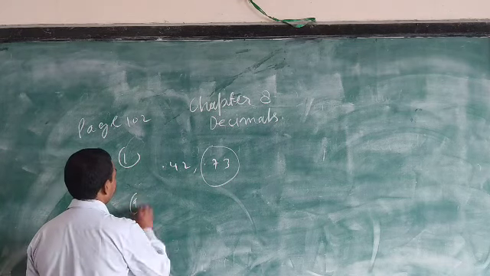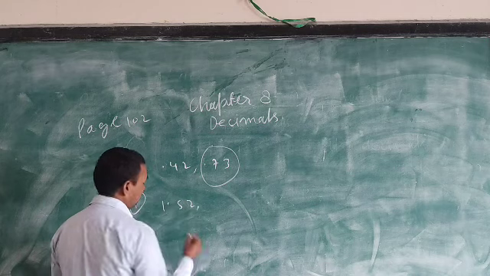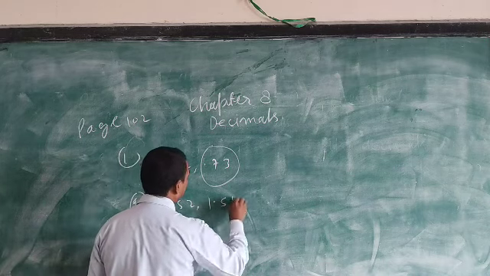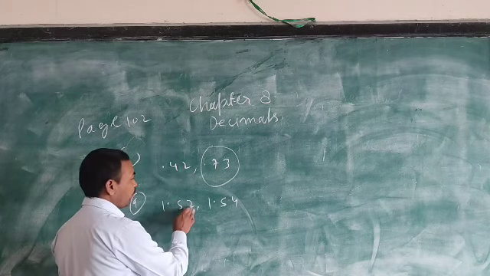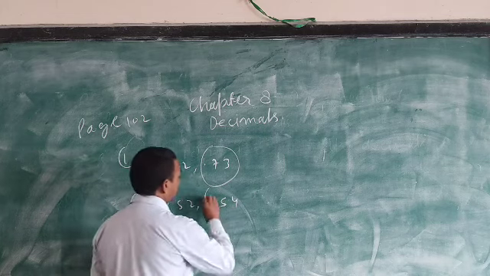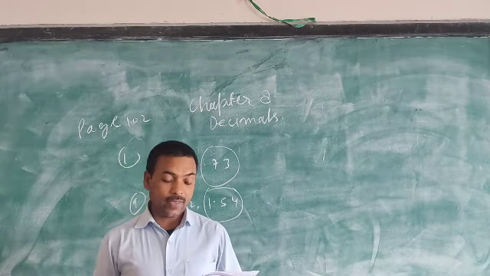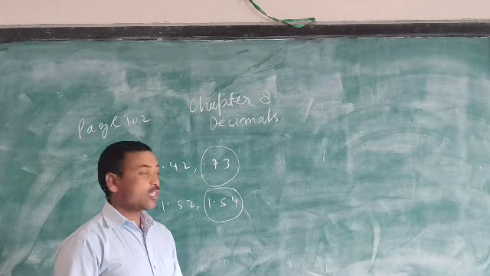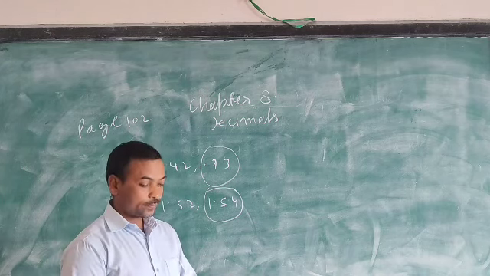The 9th one. Here 1.52 and here 1.54. So you can easily convert, ignoring the whole part, to 0.52 and 0.54, and see which number is greater. So you have to circle this one. If I can tell the greater decimal number, you can easily tell the smaller decimal number. So the second question you can do by yourself.